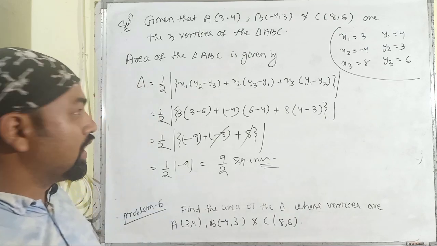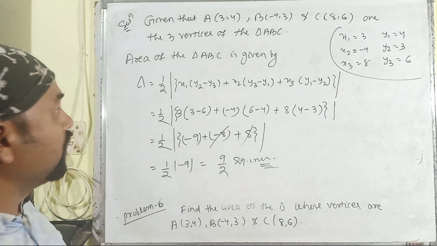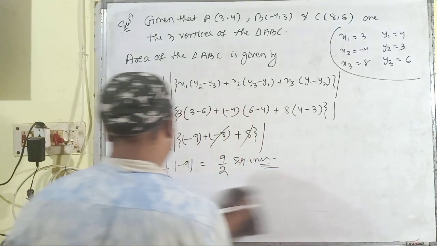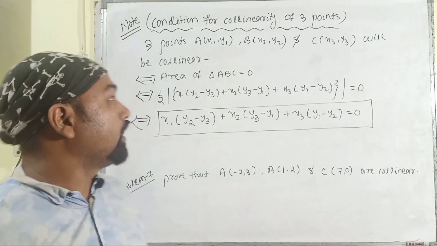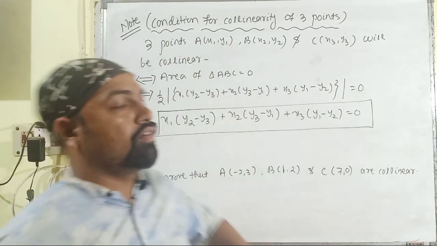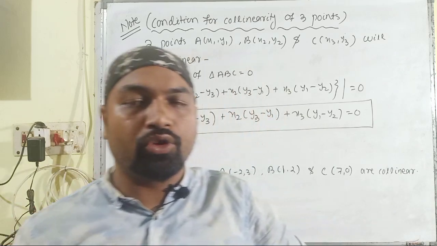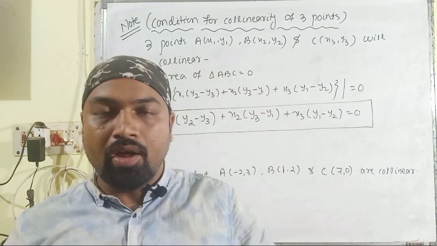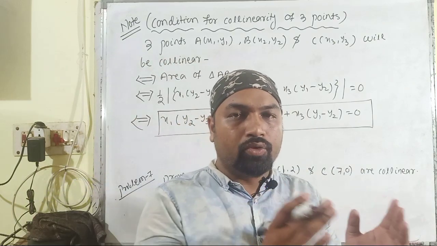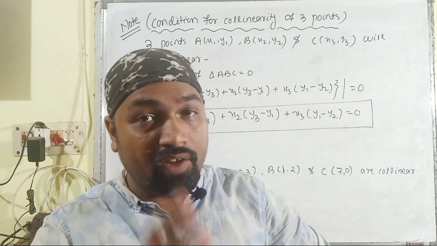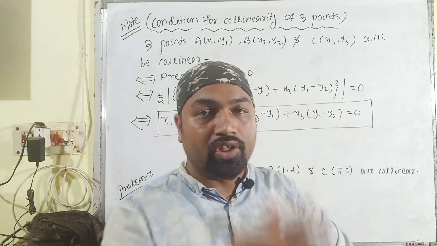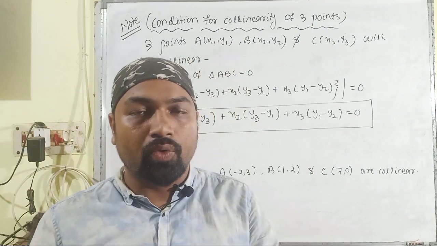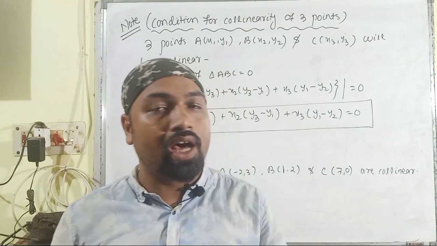Then let us move forward and discuss some more fundamentals based upon the area of the triangle. Let us discuss the condition for collinearity of 3 points. We have already discussed the condition of collinearity of 3 points in the case of the distance formula. But now we are going to discuss the condition of collinearity of 3 points using the area of the triangle. That means by using the fundamental of area of the triangle, we have to prove that the 3 points are collinear.